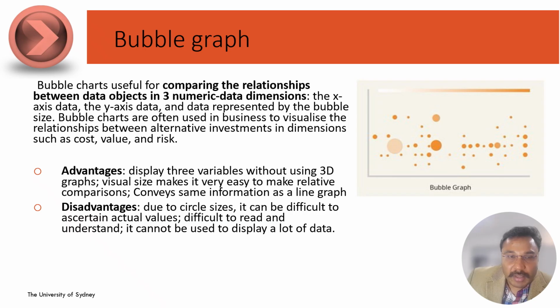The next one we have is your bubble chart. Bubble charts are an extension of scatter plots. They allow us to visualize three variables: x-axis, y-axis, and the bubble size. For example, in business, we can compare cost, value, and risk in a single chart.